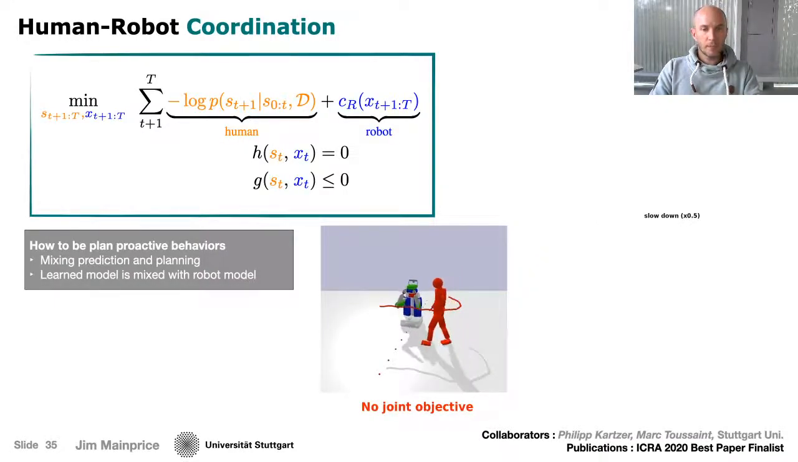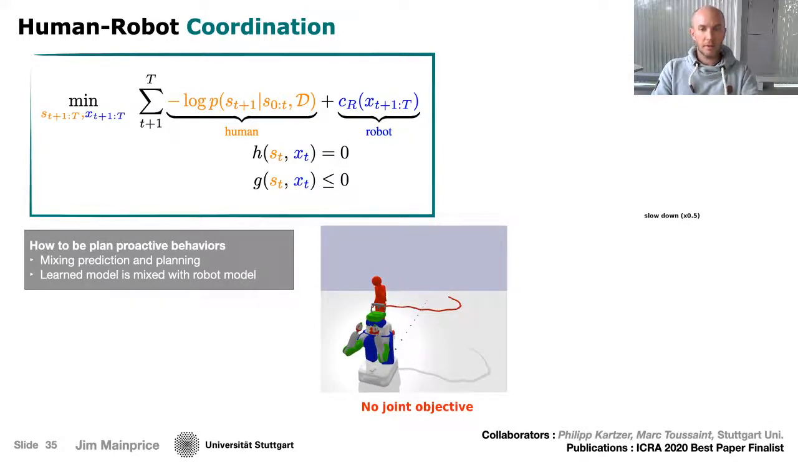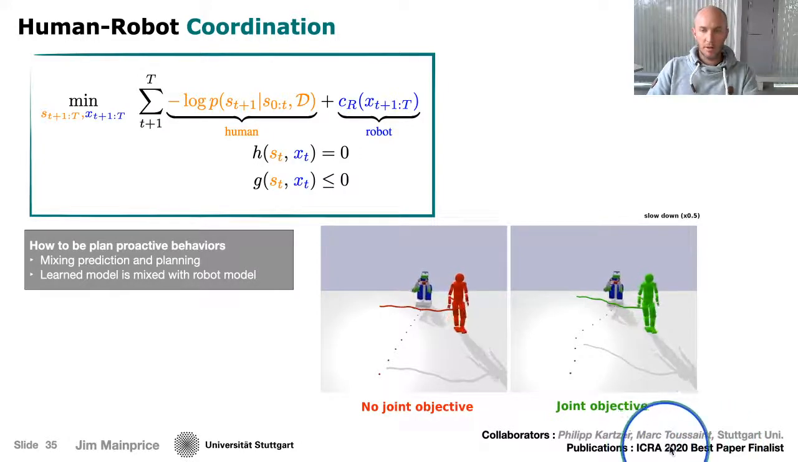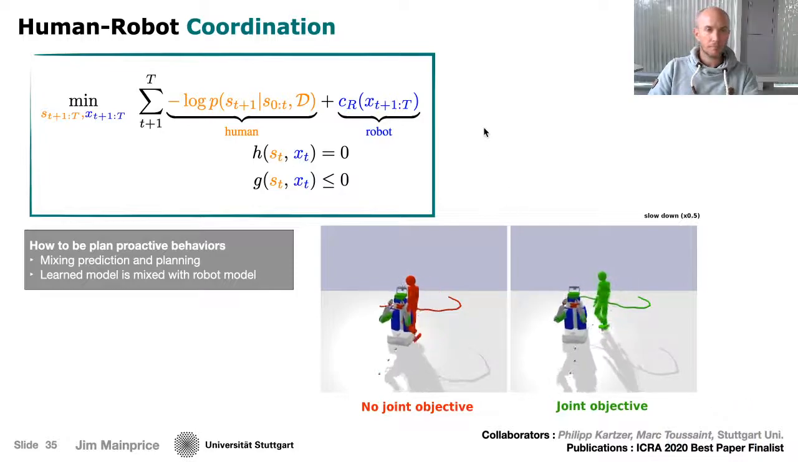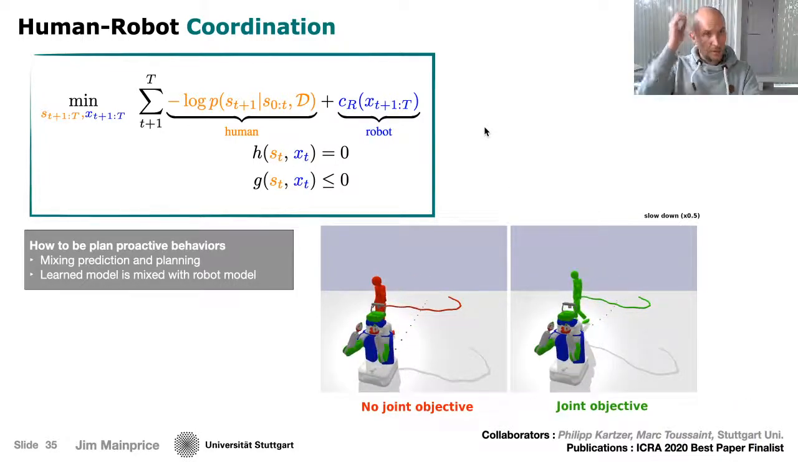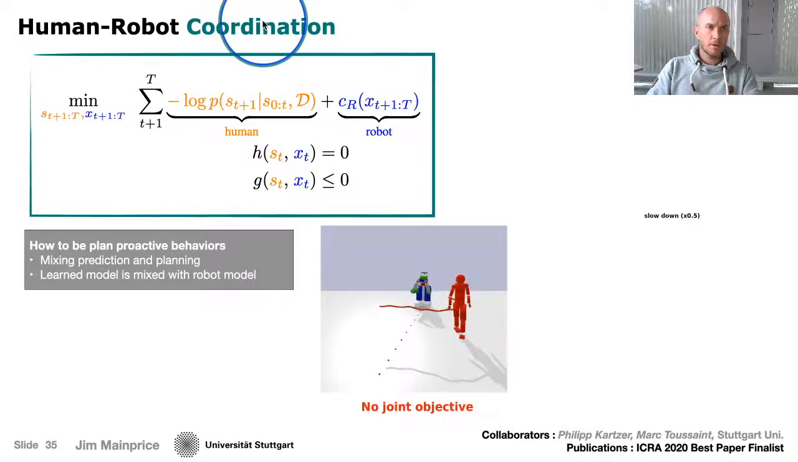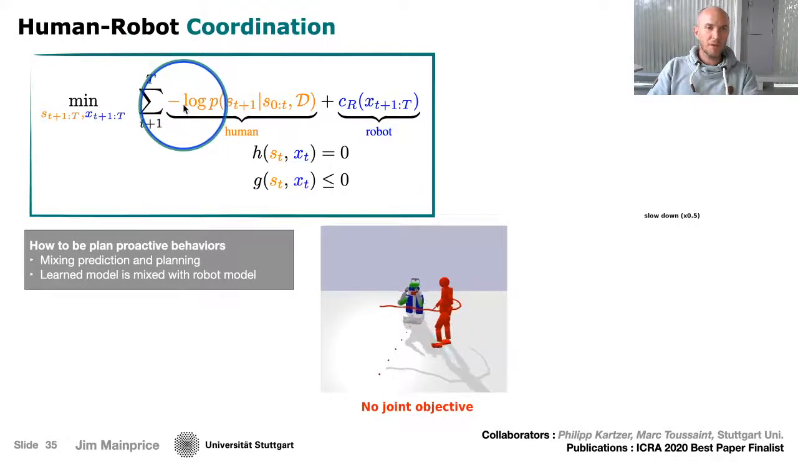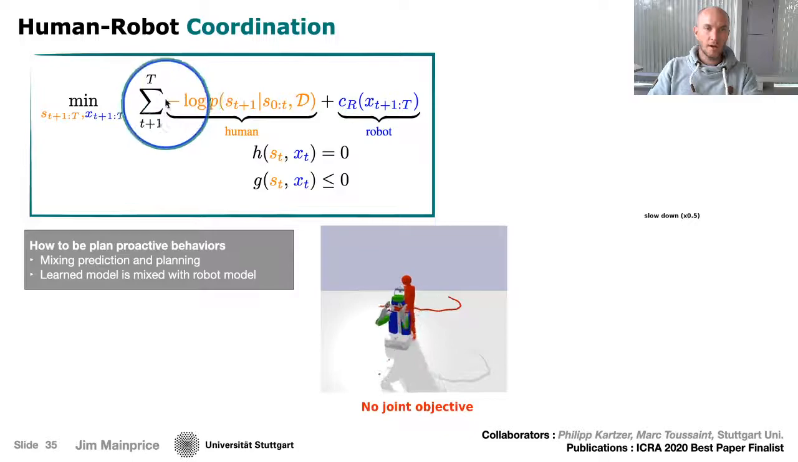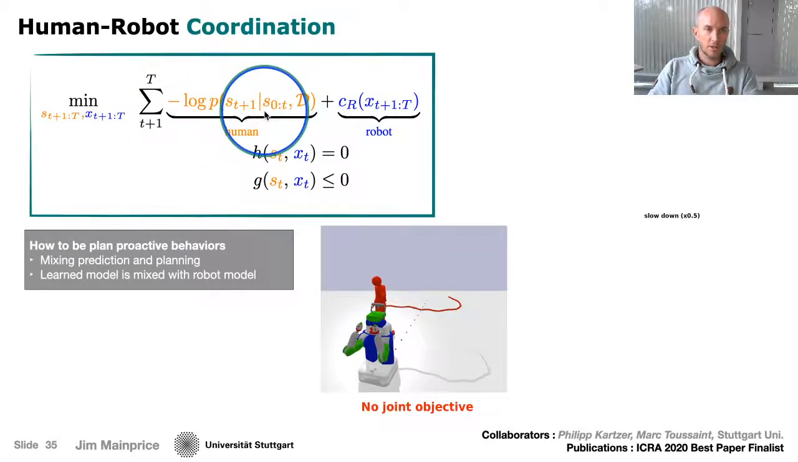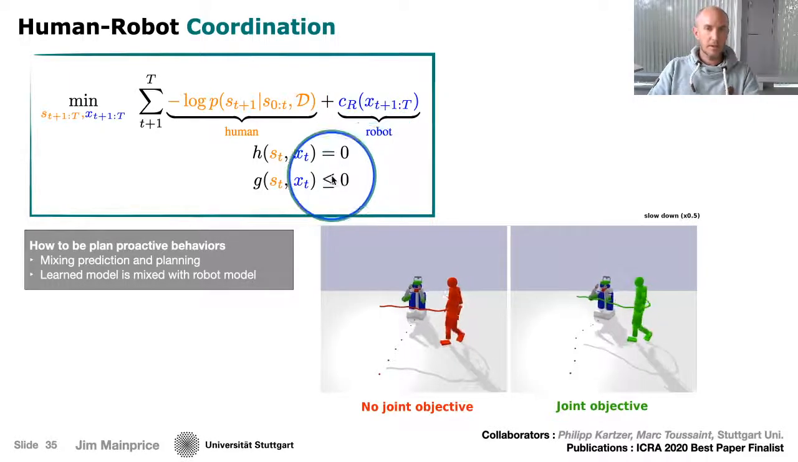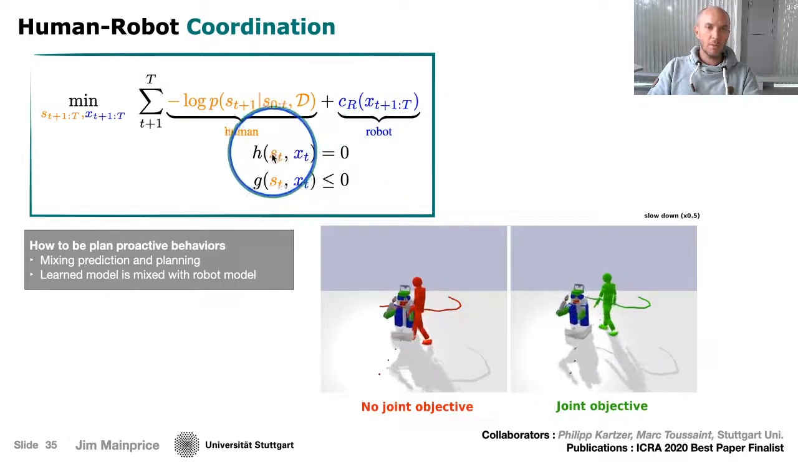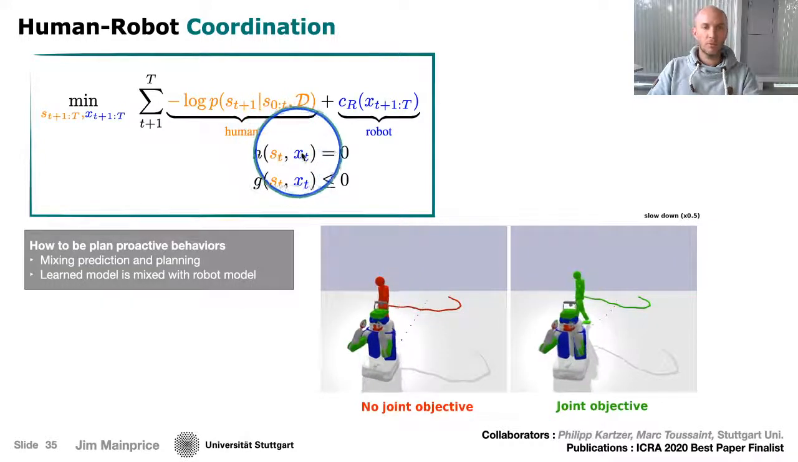Okay, so this is just the final, we can put everything together. Note that this work has been awarded best paper finalists at the last ICRA. So there we do human-robot coordination. So the idea is that we have a negative log likelihood term on our data set, which is our human motion prediction here, and we have a robot cost term, which we have designed ourselves. And the constraints are not only about the human state anymore, but they combine the human and the robot state.